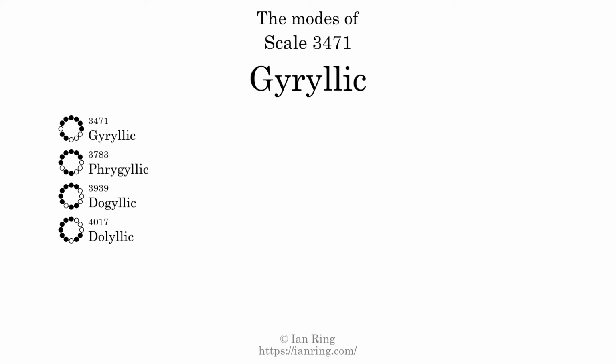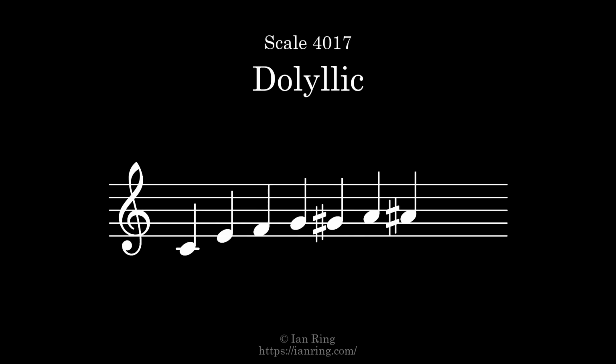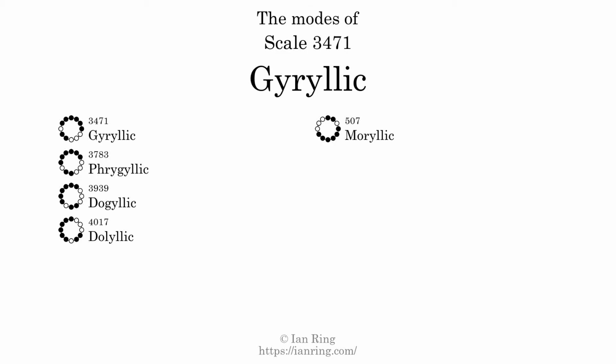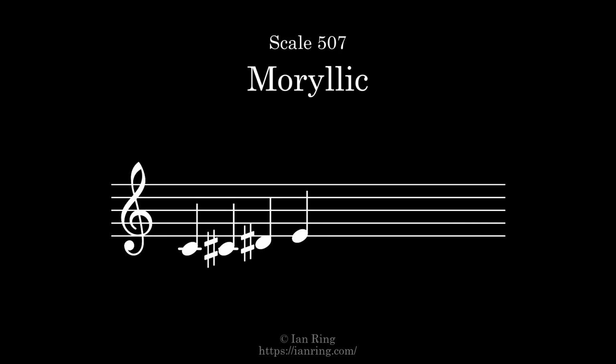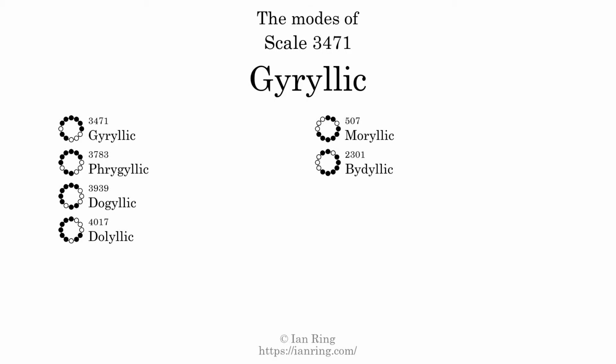The fourth mode is scale 4017, also known as Gyryllic. It sounds like this. The fifth mode is scale 507, also known as Gyryllic. It sounds like this. The sixth mode is scale 2301, also known as Gyryllic. It sounds like this.